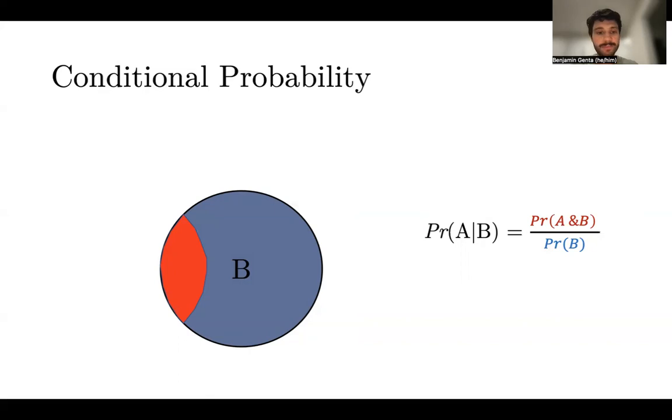Okay, right. So the probability of A and B is this red part over here, and the probability of B is just the whole circle.